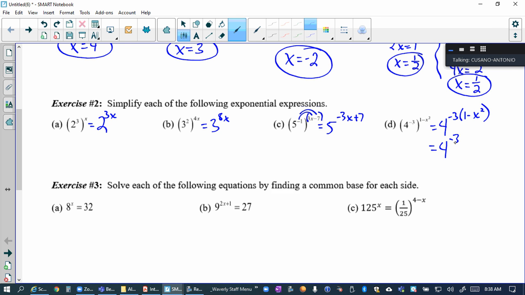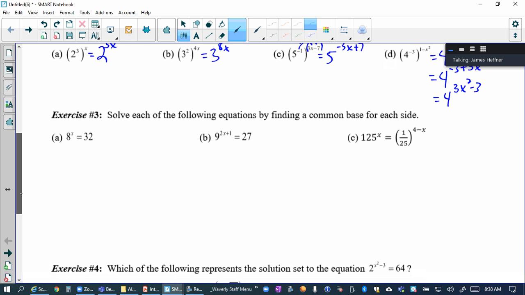Negative 3 plus 3x squared. And I prefer to write this algebraically correctly, so maybe I'll just write it as 4 to the 3x squared minus 3, right? That's the same thing, isn't it? That's just more proper polynomial form, right? Start with the higher exponents. Okay.